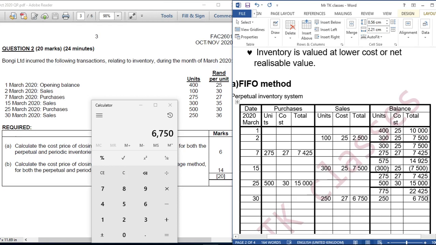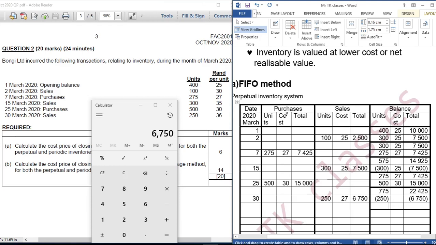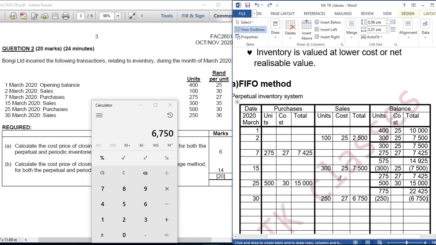6,750. Okay, now we just need to put our brackets because this was going out. We just need to put our brackets. All right, then we are going to come here. We are going to do this.